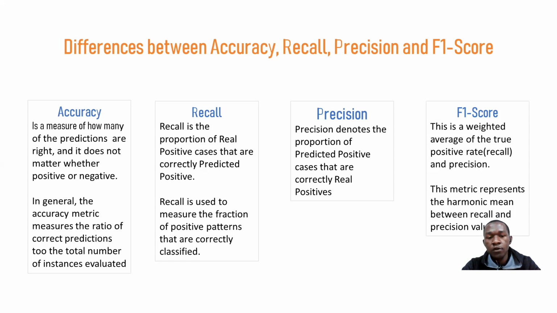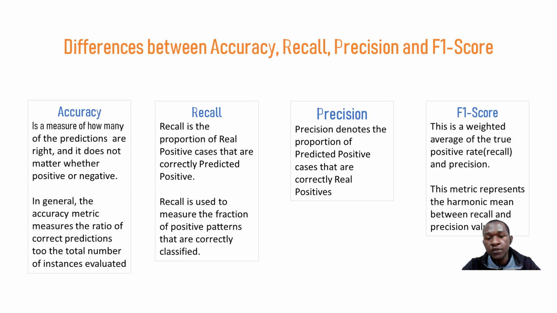Now coming to recall as a metric. Recall is the proportion of real positive cases that are correctly predicted positive. Recall is used to measure the fractional positive patterns that are correctly classified. This means, let's say, I've given the system some data to test it, having trained it earlier, and it classifies 9 positives; that's the system's prediction. But you are asking how many true positives are within that set of 9 that the system has classified. This is what we call recall.